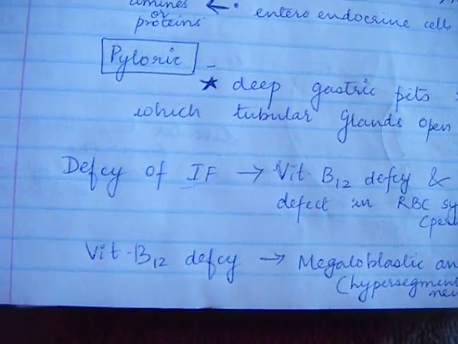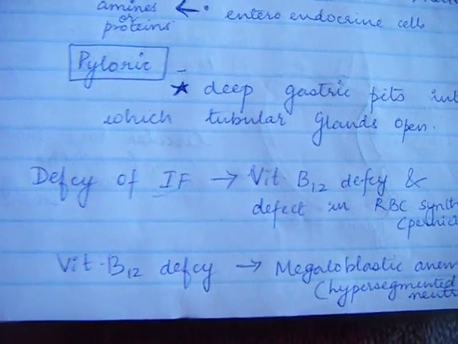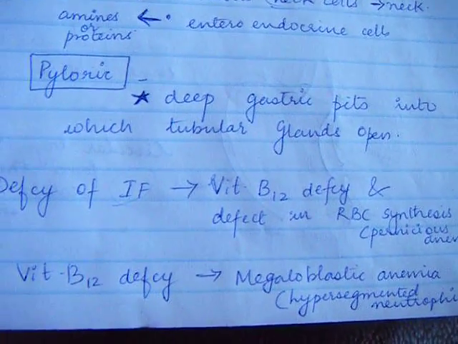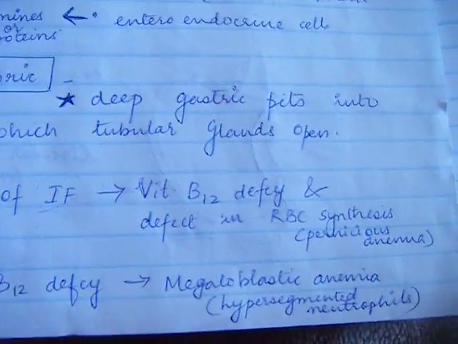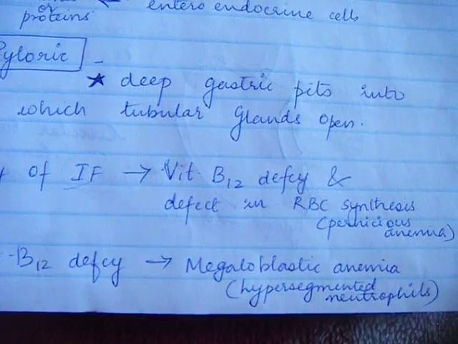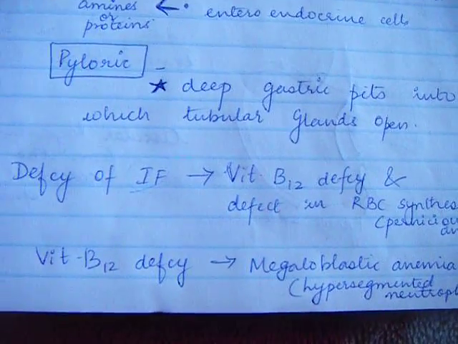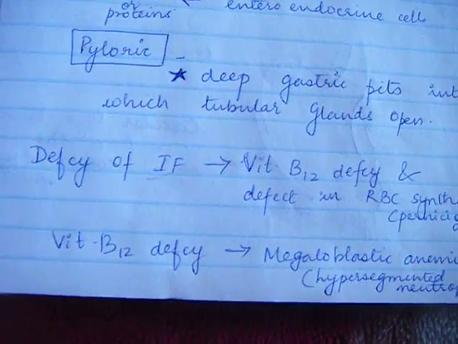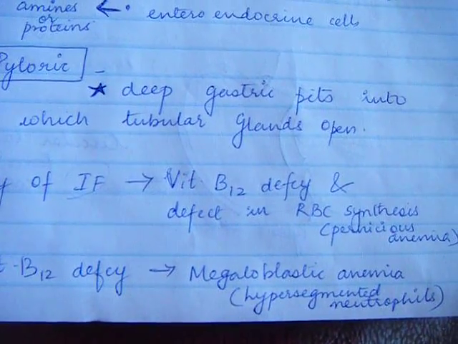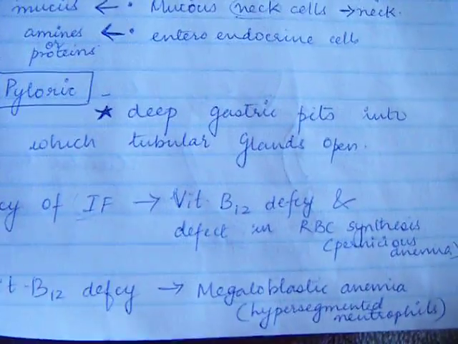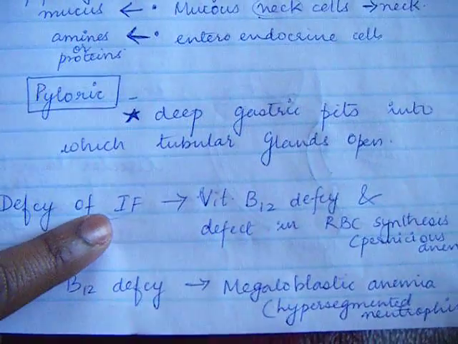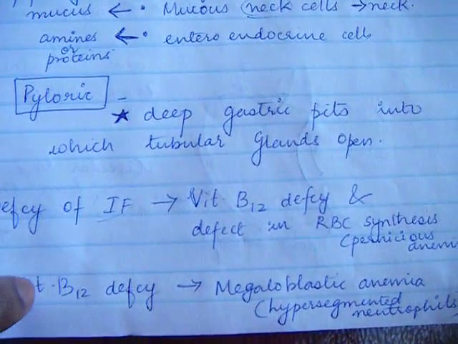The next is clinical correlation. That is, intrinsic factor deficiency can cause vitamin B12 deficiency and a defect in RBC synthesis, which is called pernicious anemia. And in turn, vitamin B12 deficiency can cause megaloblastic anemia, in which you have hypersegmented neutrophils. So, deficiency of IF can lead to pernicious anemia, and vitamin B12 deficiency can cause megaloblastic anemia.